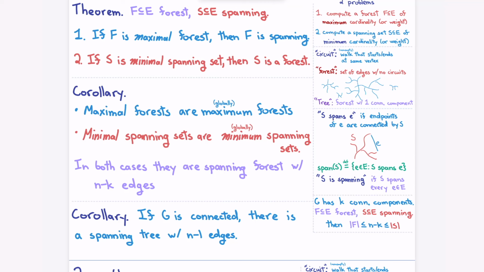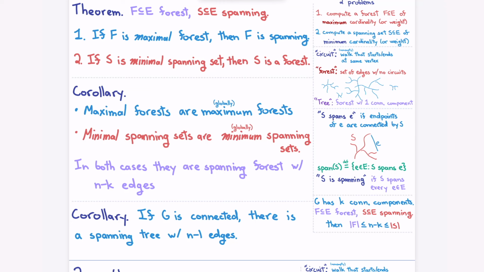Same with a minimal spanning set. You could just start with all the edges and keep removing them until you can't, and then you're done. That's pretty easy to implement. But because of the care we put into the analysis and understanding the structures at play, this minimal solution we get is actually the optimal one. That also tells you that there are n minus one edges in a spanning tree. You kind of knew this.